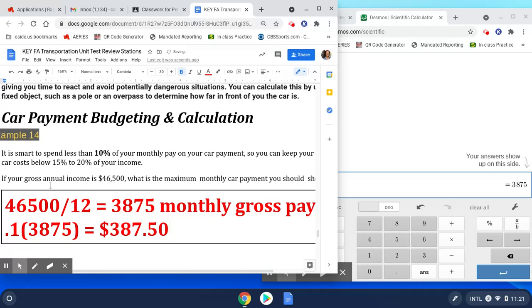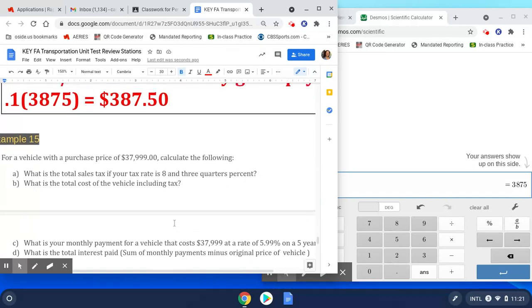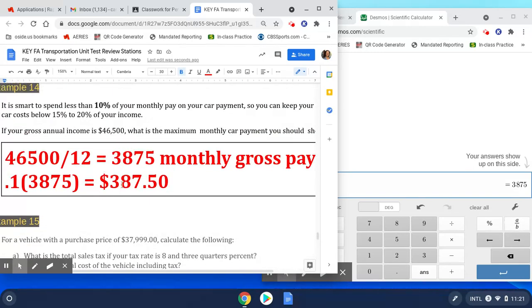So just to give us an idea for budgeting purposes, you're going to take your annual income and divide it by 12. Then 10% of that is going to be your budget for your monthly payment. Do people spend more than that on car payments? Heck yes, they do. It's just a rule of thumb that if you are eventually trying to buy a house or own property someday, you're going to want to keep things like a car payment and credit card payments down.